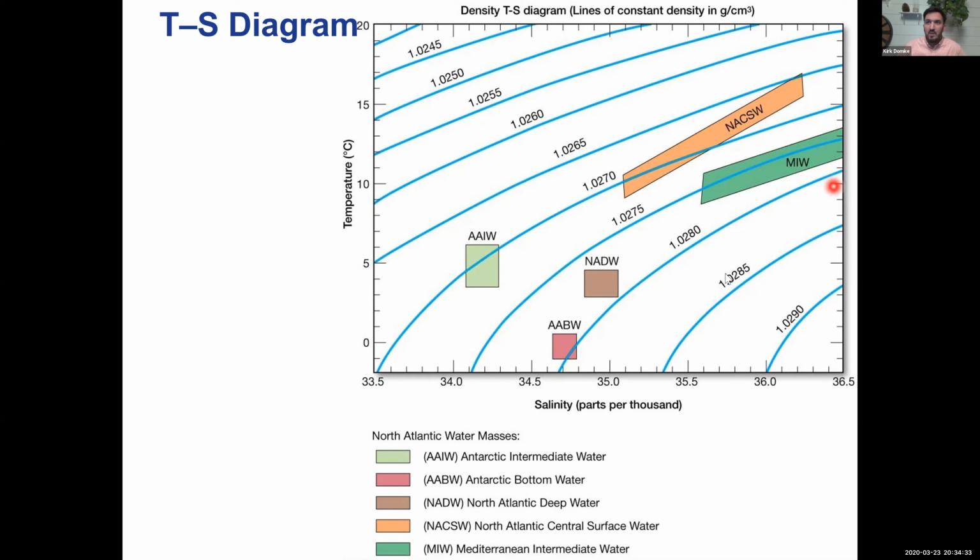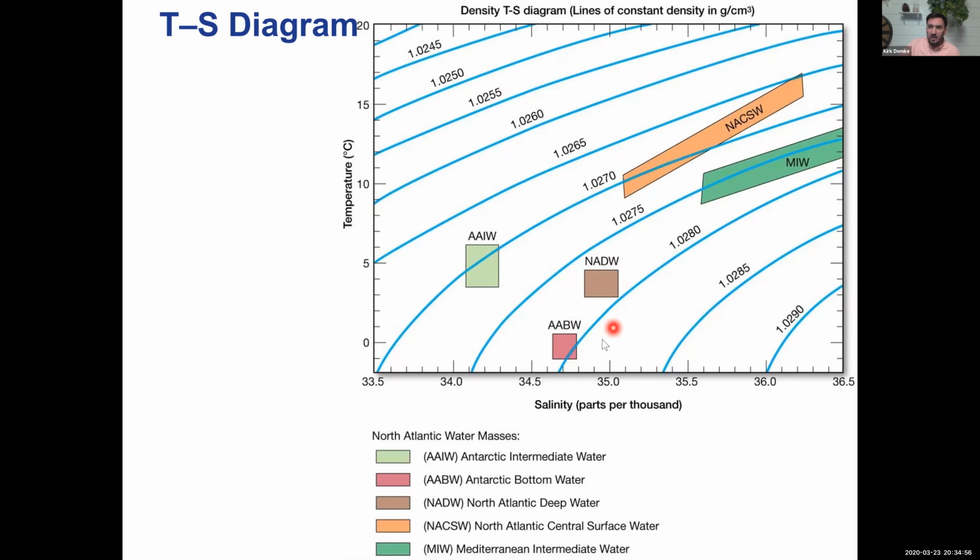That's the Mediterranean. What I want to focus on are these relatively more squarish shapes. The AAIW stands for Antarctic Intermediate Water. The AABW stands for Antarctic Bottom Water. And the NADW is the North Atlantic Deep Water. These are three different masses of water or layers of deep water in the ocean.